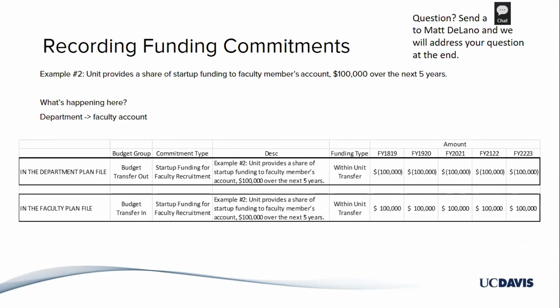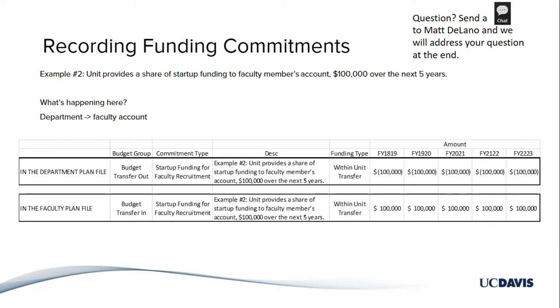So our next example is where a unit provides a share of startup funding to a faculty member's account, $100,000 over the next 5 years. So just what's happening here, it's just one step instead of two in this commitment that's going from the department to the faculty account. So in the department plan file, it'll be a budget transfer out, and in the faculty plan file, it will be a budget transfer in.